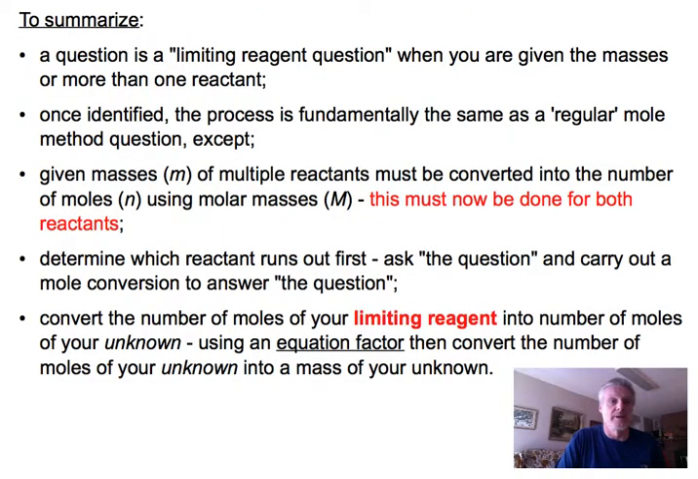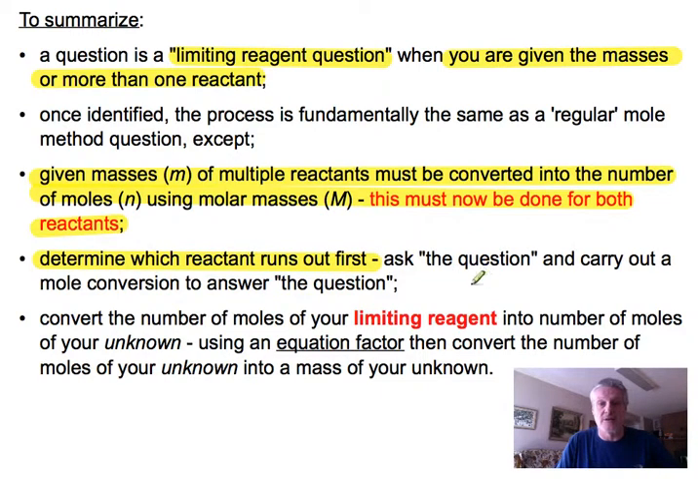So to quickly summarize, a question is a limiting reagent question because you are given masses of 2 or more reactants. So if it's 2 reactants, you need to know mass. It could be more. Once identified, the process is fundamentally the same as a regular mole method question, except the given masses must be converted to number of moles. So for both of them, you have to convert both masses to number of moles, and then you determine which reactant runs out first.